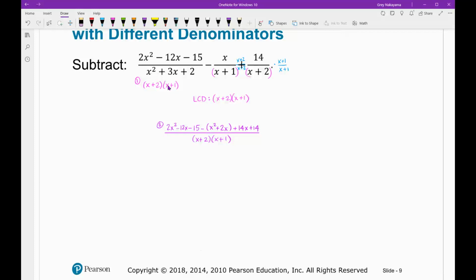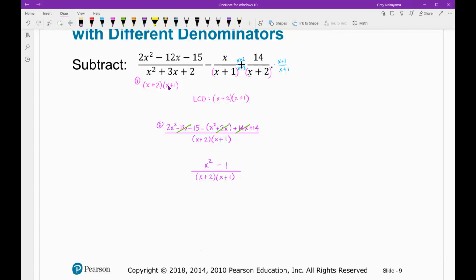All right, so now I'm going to simplify the top. So 2x squared minus x squared gives me x squared. Then I have minus 12x, a minus 2x. That's minus 14x. So I can see these two make minus 14x, and that's plus 14x. So those are going to go away. And then minus 15 plus 14 is going to be minus 1.